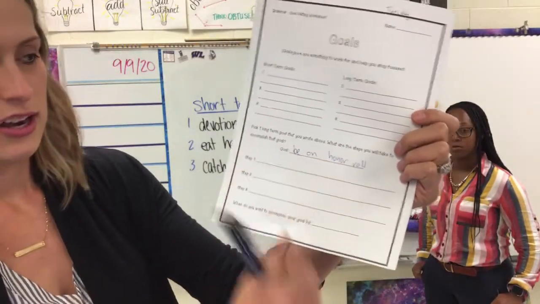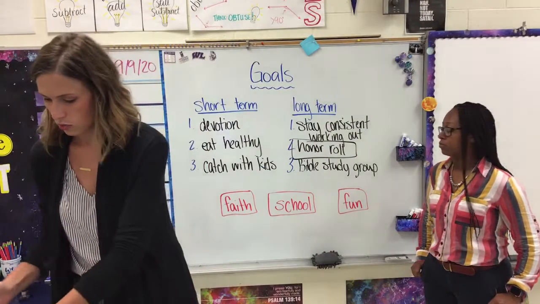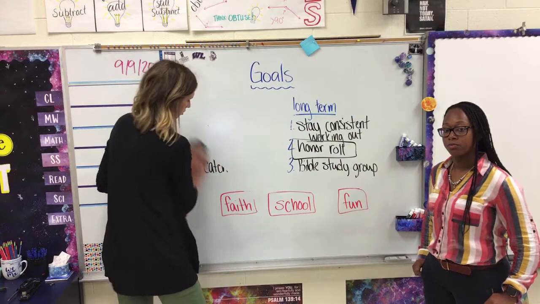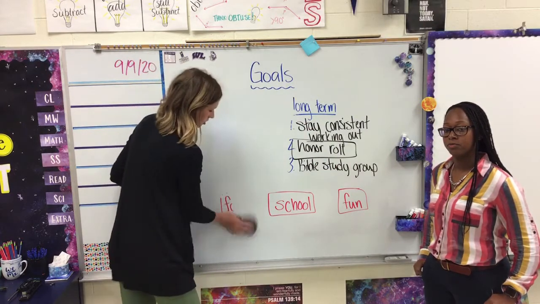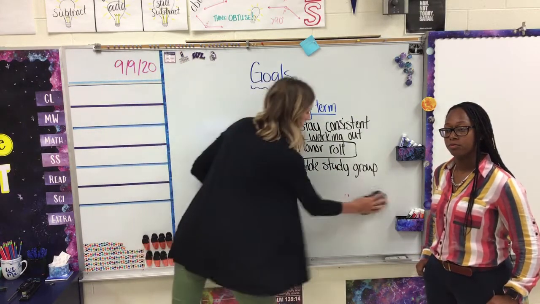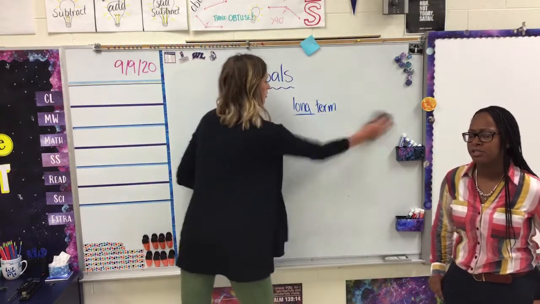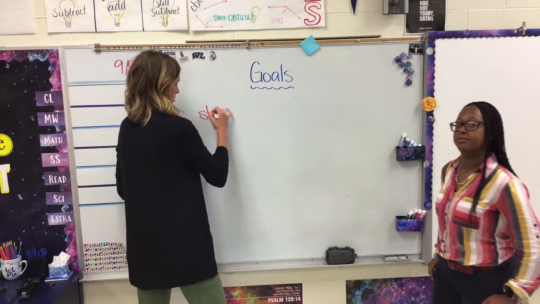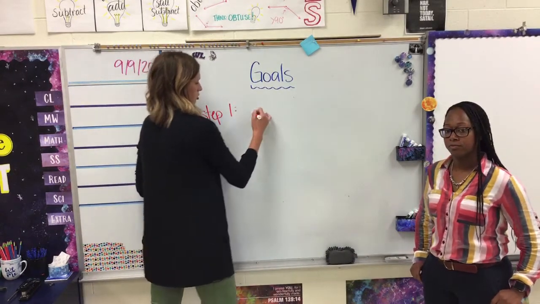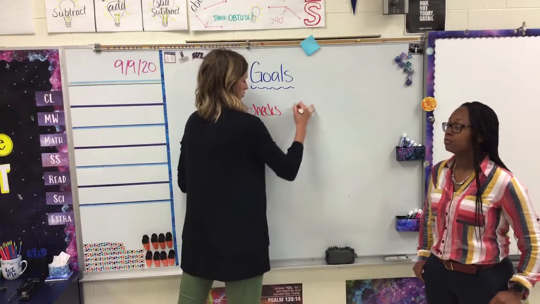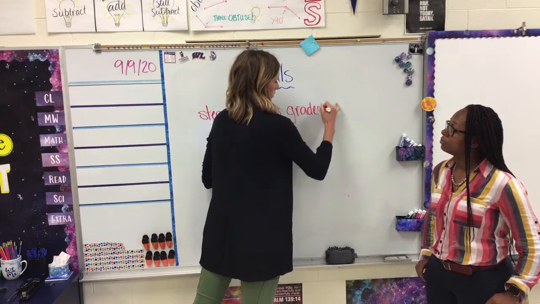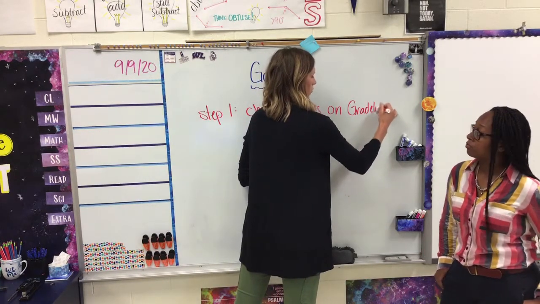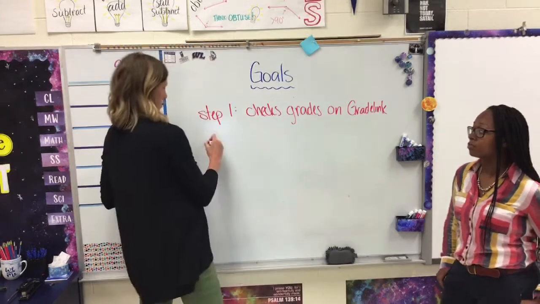Be on honor roll. Now we're going to look at those steps that we're going to need to complete to get to our goal. Ms. Bryant, what do you think the first step we should accomplish to be on honor roll? One step we can accomplish is to check our grades on GradeLink daily. Step 1, check grades on GradeLink. Good one. When we check our grades, we can see our progress. So that's an awesome way to see what we need to still work on.